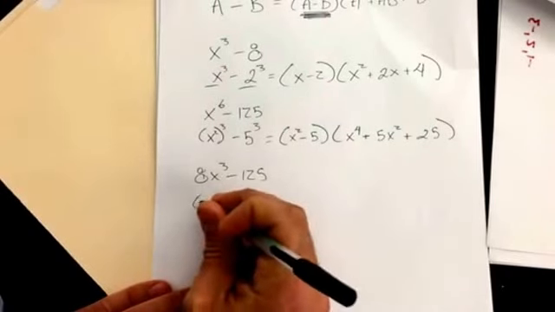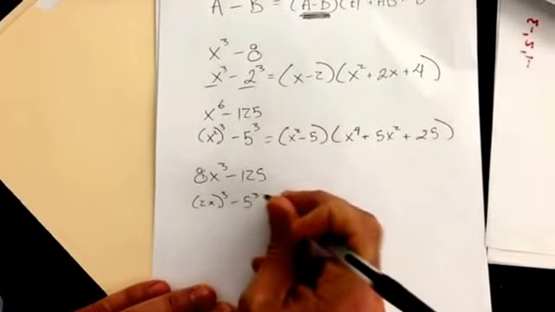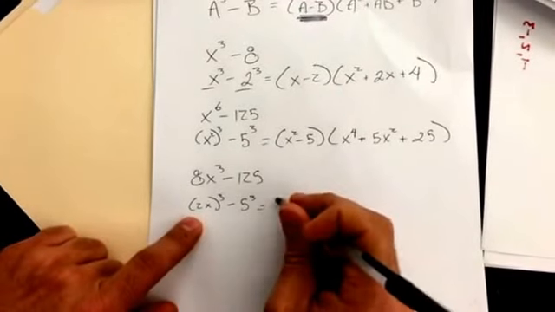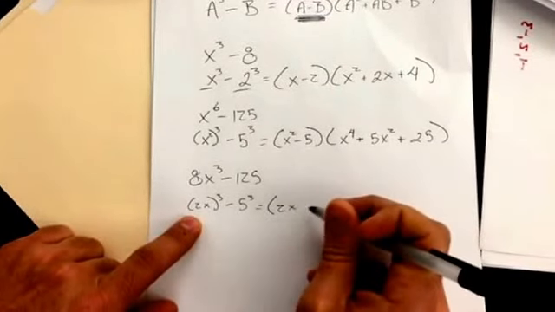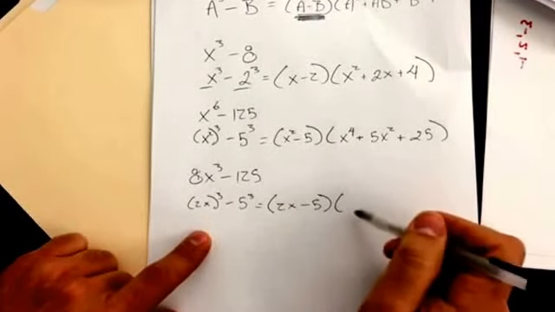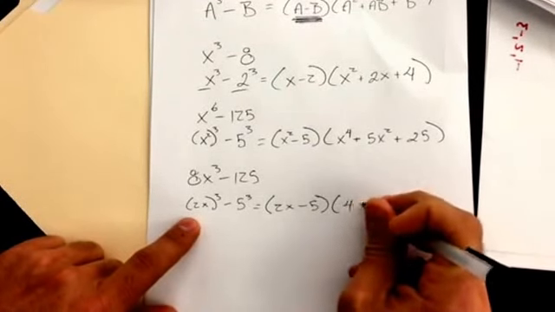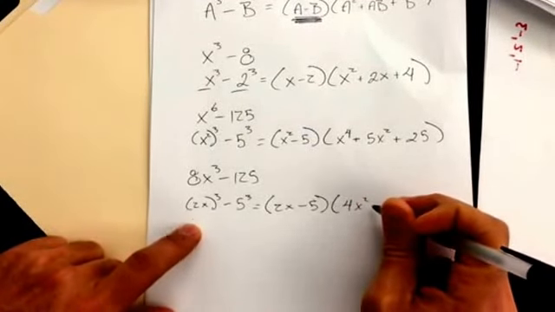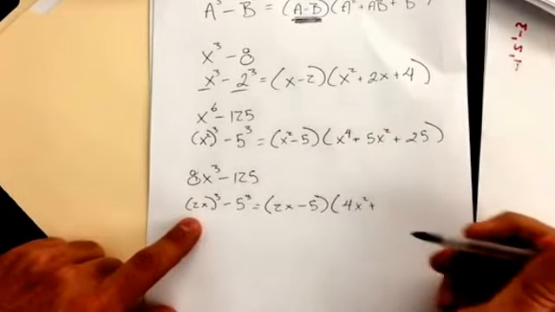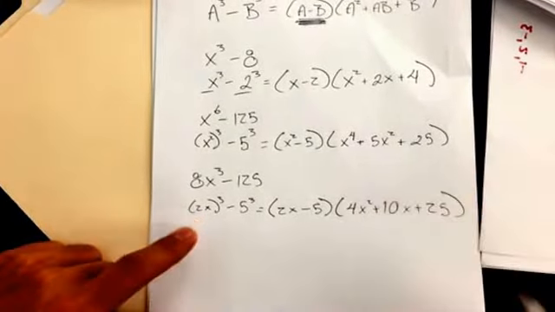Now the really confusing one is when you have something like this. I have to make this into 2x to the power of 3 minus 5 to the power of 3. So that means that my a value is actually 2x. My b value is 5. So right here when I go a squared, it needs to be 2x times 2x. 2x times 2x is 4x squared. Plus b times a is going to be 10x. Plus b squared is going to be 25. Okay, that's the difference of two cubes.